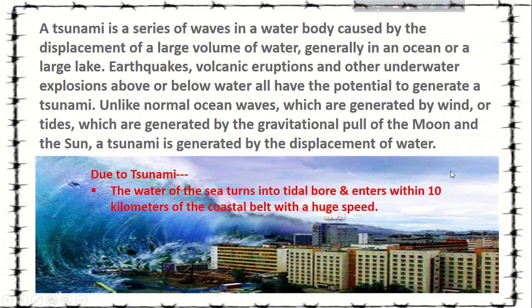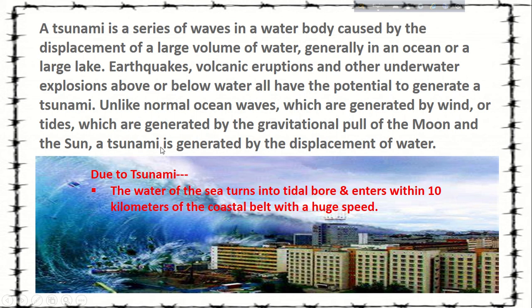Earthquakes, volcanic eruptions and other underwater explosions above or below water all have the potential to generate a tsunami. Unlike normal ocean waves, which are generated by wind, or tides, which are generated by the gravitational pull of the moon and the sun, that means high tide and low tide, a tsunami is generated by the displacement of water. So actually, earthquake and tsunami are interrelated with each other.